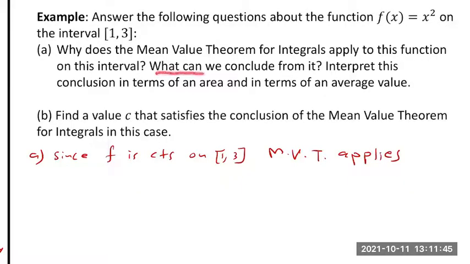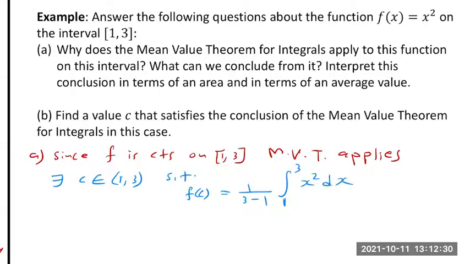And then we need to answer this question: what can we conclude from it? The conclusion is that there has to be... by the way, I wrote it down here. Since f is continuous on 1, 3, the mean value theorem applies. The conclusion is there exists some c in the open interval 1, 3 such that f of c is equal to 1 over b minus a, b minus a is 3 minus 1, times the definite integral from 1 to 3 of f of x. F of x is x squared, of course. That's the conclusion.